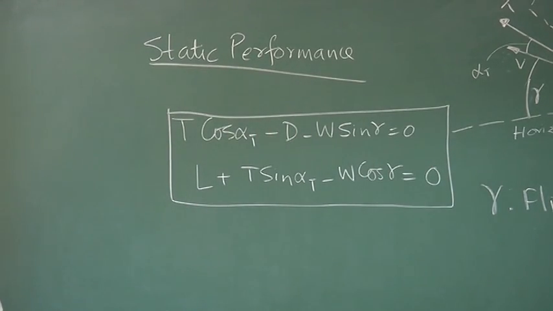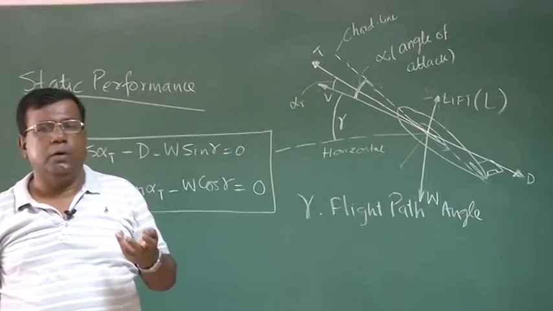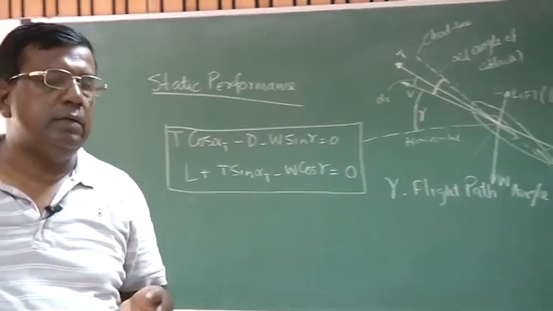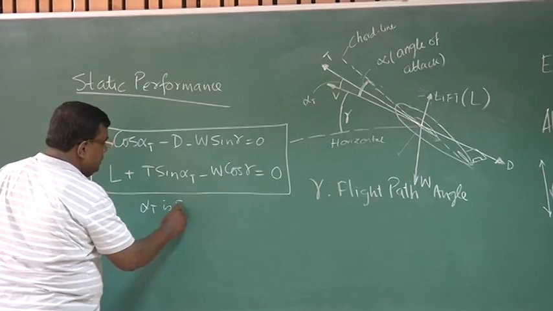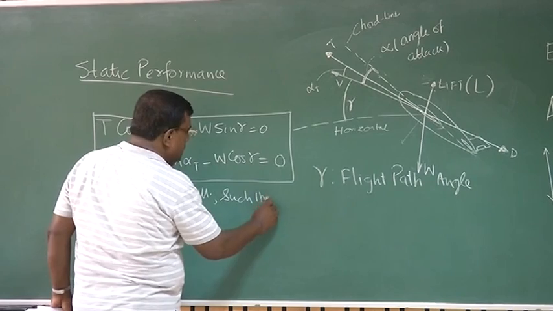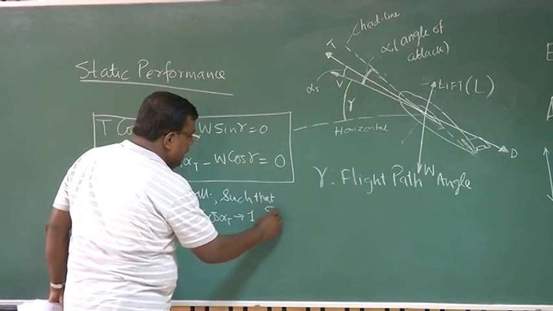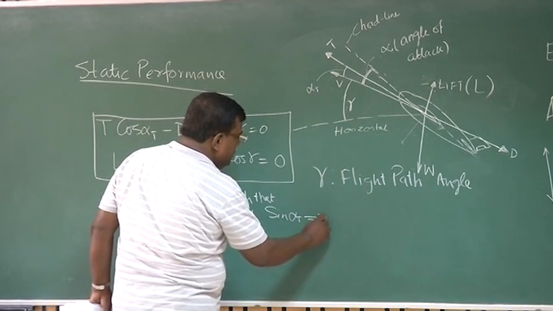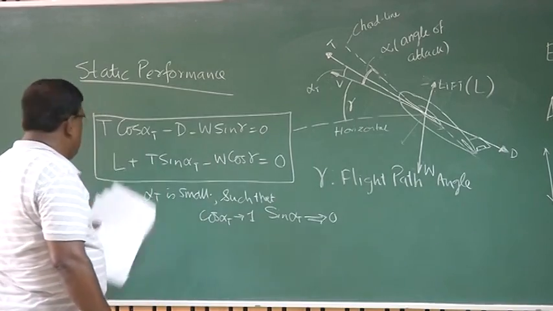Now see, if we impose some approximation, which are fairly good approximations, for example, alpha t will be very, very small, right? So for simplification, I can assume that alpha t is small such that cos alpha t is 1 and sin alpha t goes to alpha t, and alpha t is small, so it goes to 0. Right? If I now put these conditions here, what do I get?